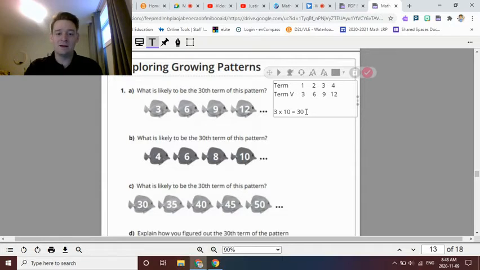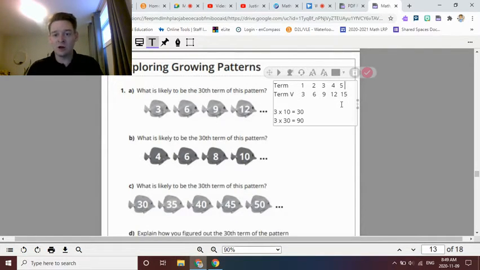So the 10th... oh, it's saying what is likely to be the 30th term of this pattern. Okay. So the 10th term would be 30, but the 30th term would be 3 times 30, and that answer would be 90. So I could figure that out using math this way, or I could just keep continuing my pattern.